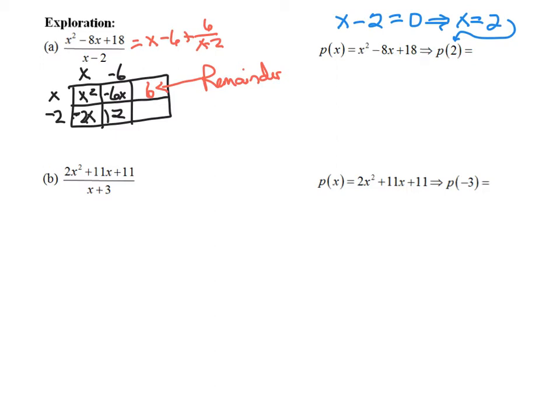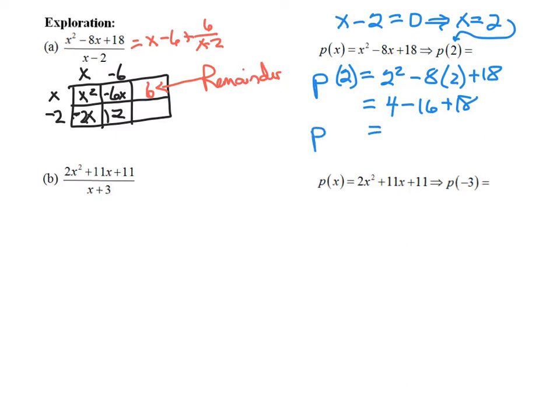I want to find the function value at 2. So that means let's substitute 2 in for x. So I'm going to say 2 squared minus 8 times 2 plus 18. 2 squared, of course, is 4 minus 16 plus 18. Adding all of that together, I get that p of 2 is equal to 6. Well, that looks very familiar. This number happens to be exactly the same as my remainder number.